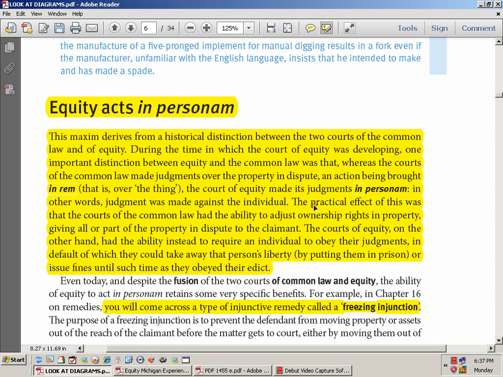The practical effect of this was that the courts of common law had the ability to adjust ownership rights in property, giving all or part of the property in dispute to the claimant. They have jurisdiction over the thing. And unfortunately, they have the legal title, so the courts of common law are going to give it to them. The courts of equity, on the other hand, had the ability instead to require an individual to obey their judgment, in default of which they would take away the person's liberty by putting them in prison, or issue fines until such time as they obeyed their edict.